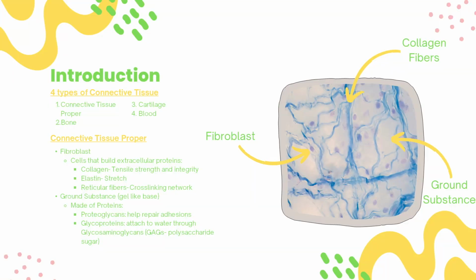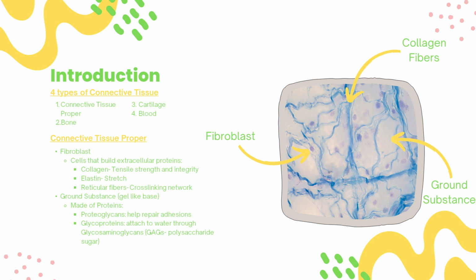So we're going to go now to talking about the ground substance itself. Ground substance is what it kind of sounds like. It's more of a foundation. It's the thing that these collagen fibers rest in. It's a gel-like viscous type of material, and it's made up of proteoglycans and glycoproteins. These are large protein molecules, and what they do is they help to repair adhesions, and also they attach to water through glycosaminoglycans or GAGs. These are hydrophilic sugar molecules. They are polysaccharides, so it's a hydrophilic sugar molecule.